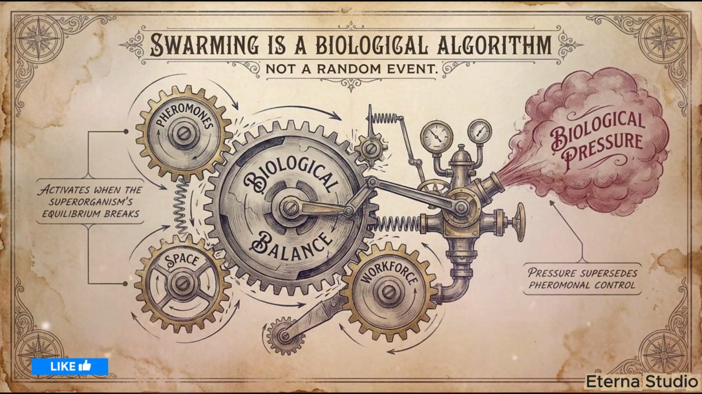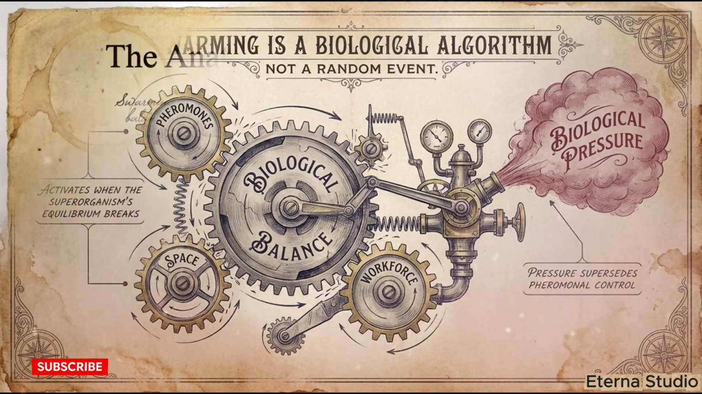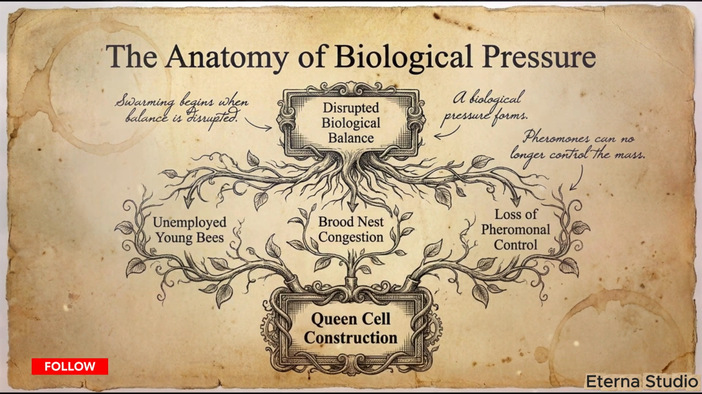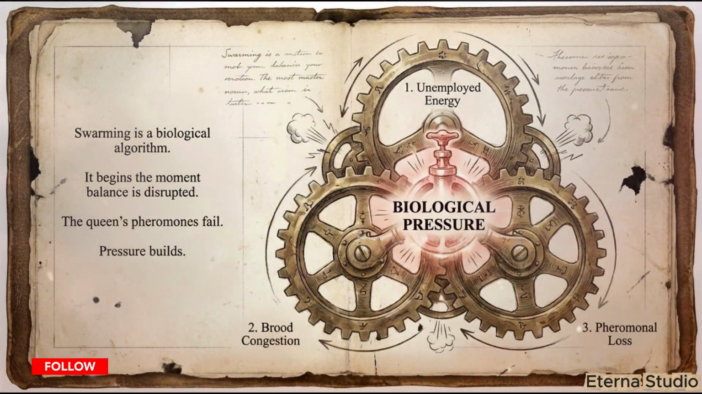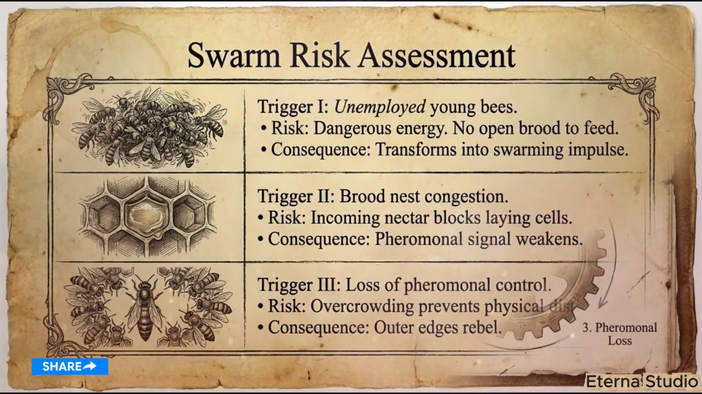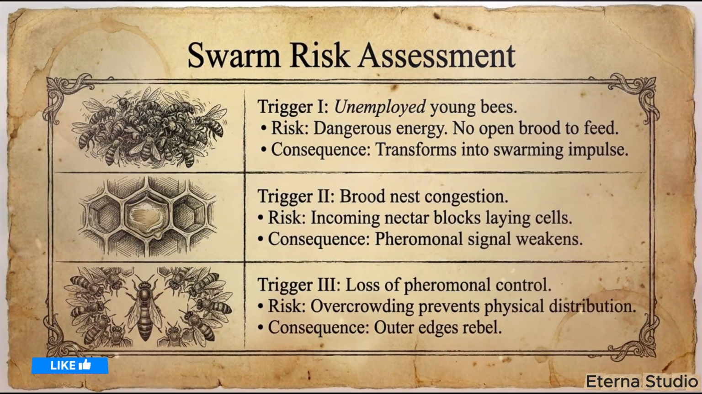Mechanism: swarming begins the moment the biological balance of the colony is disrupted. That is the moment when a biological pressure forms inside the hive that the queen's pheromones can no longer control. Three main triggers you must understand.